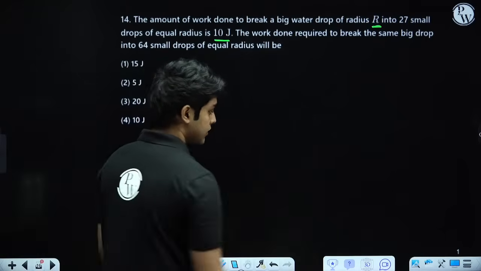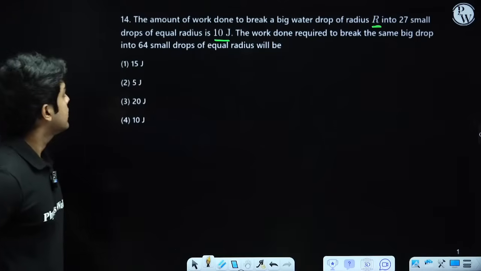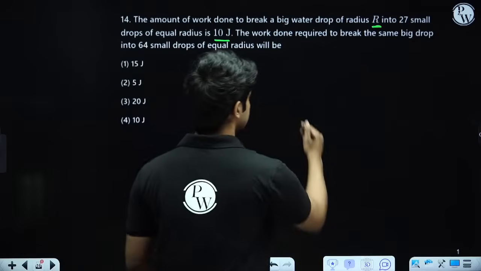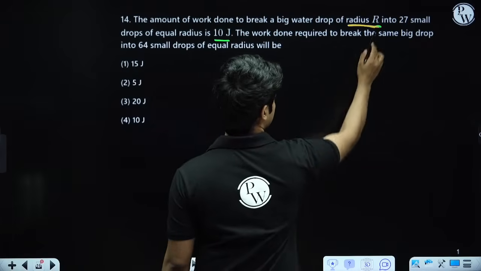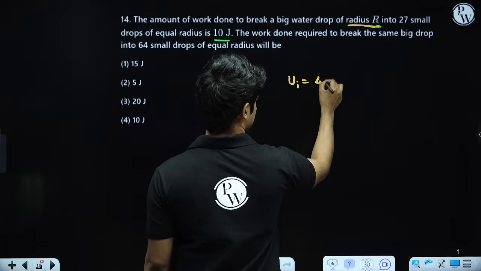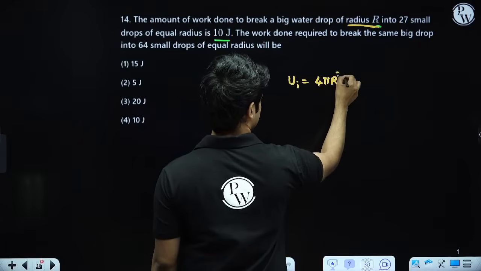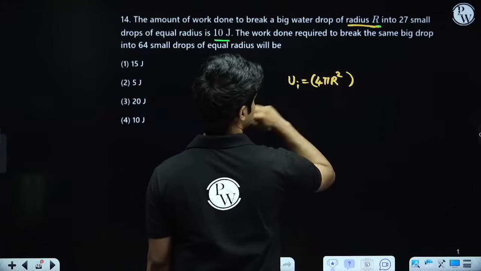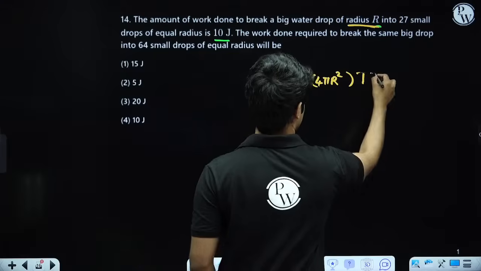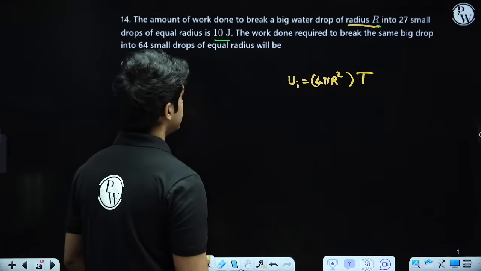So this is the surface energy formula. Work done to break a big water drop of radius R. What is the surface area of this drop of radius R? The surface energy we can write as the surface area 4 pi R square times the surface tension, let's take it as T. This is the initial surface energy.